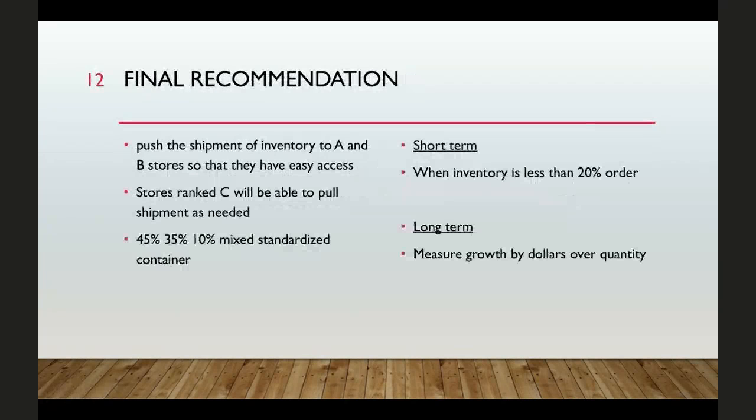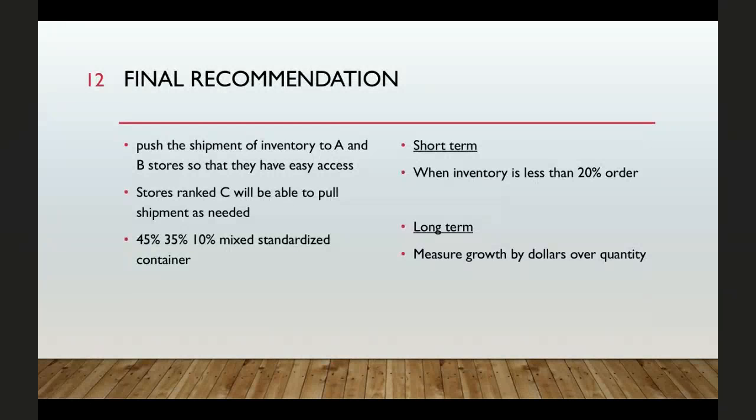So the final recommendation is to push shipment to A and B stores just so they have easy access. C stores will be able to pull as they need it. And for the mixed standard container, we're going to do 45% having the highest selling grills, 35% the second highest selling grills, and a 5 and 5% mix of the lower selling grills, so it's an even distribution of all of them. Short-term plans, just order inventory if it gets under 20%.